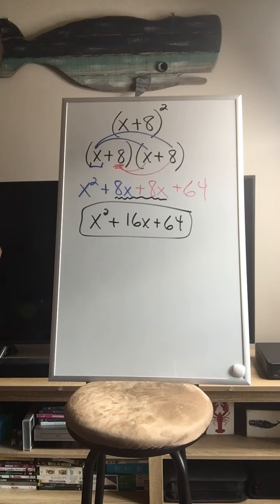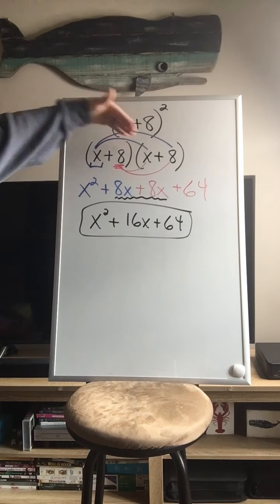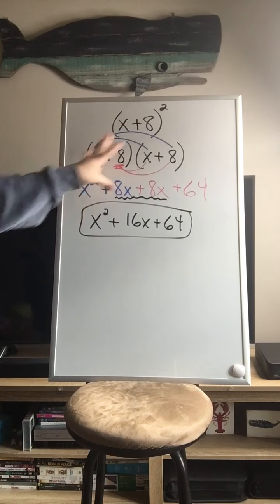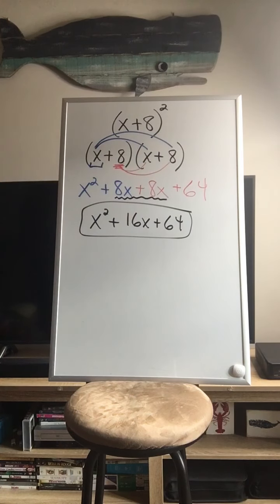So again, just pay attention to the fact that when you have a binomial like this multiplied by itself, that's what it means to multiply by itself. But when you multiply by itself, you have to distribute out as you normally would anytime you're multiplying two binomials.